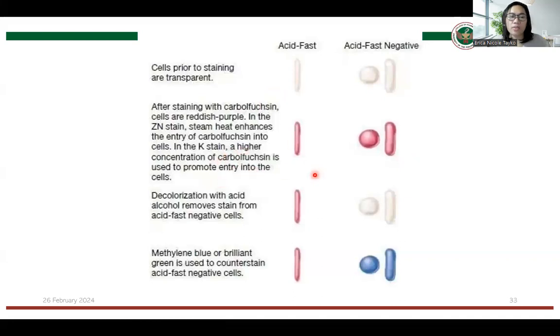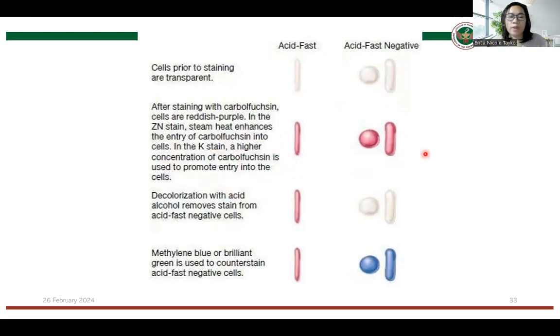Yan. So actually, there was a different method before, yung no application of heat, known as the Kinyon method, kaya tinatawag na K-stain. Yeah. So before, you just apply yung carbol-fuchsin, tapos no mordant, but it was later on modified by Ziehl-Neelsen. They applied heat to enhance the entry of carbol-fuchsin into the cells.